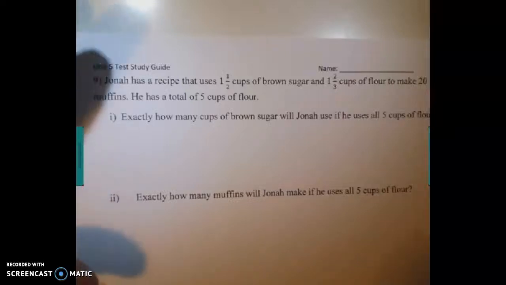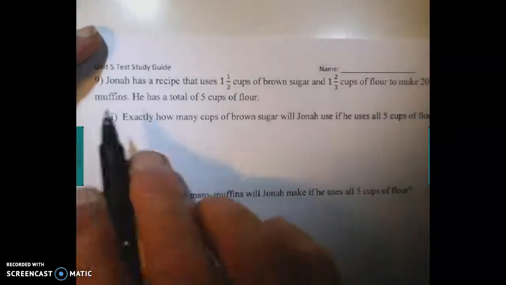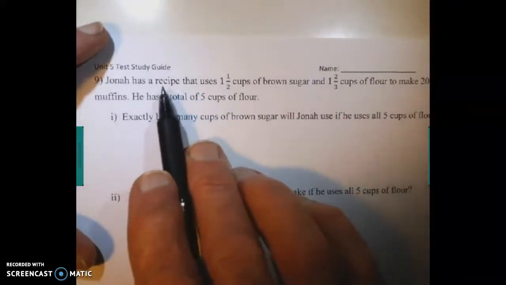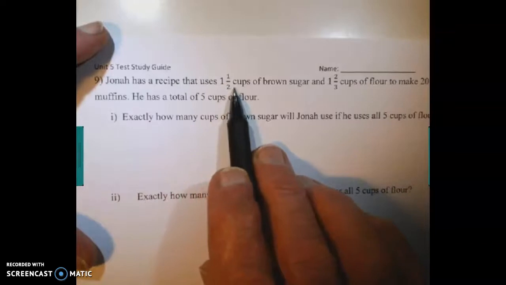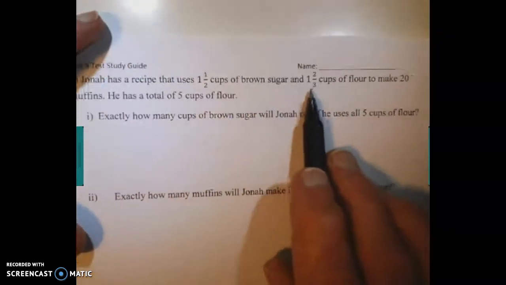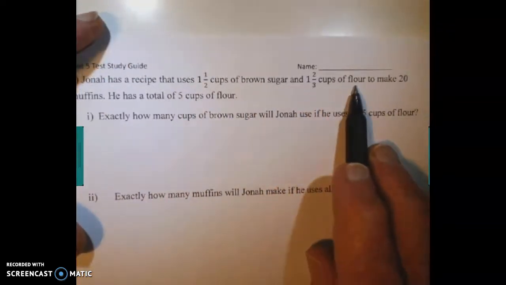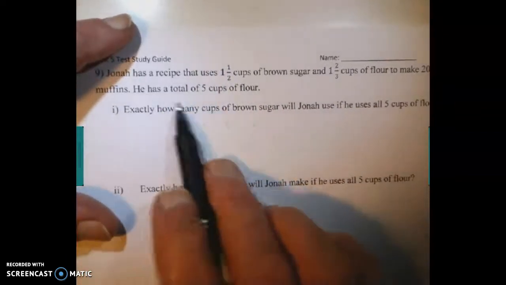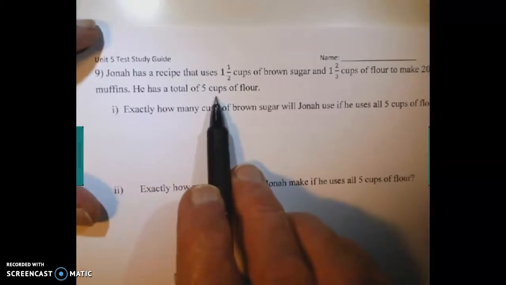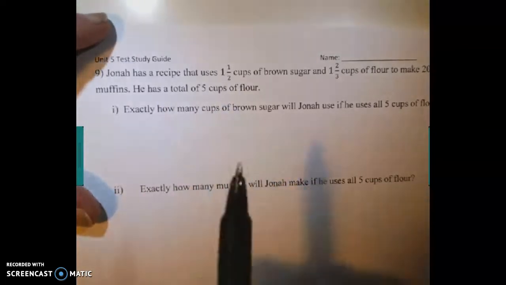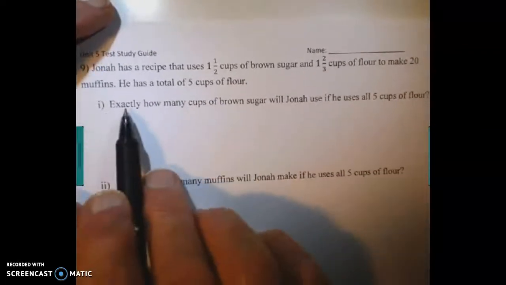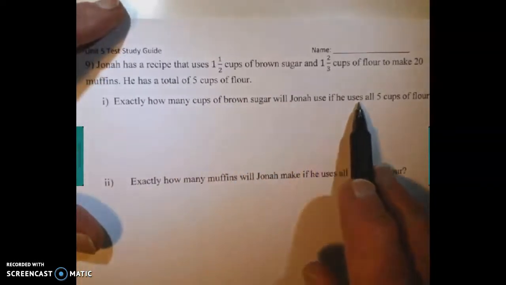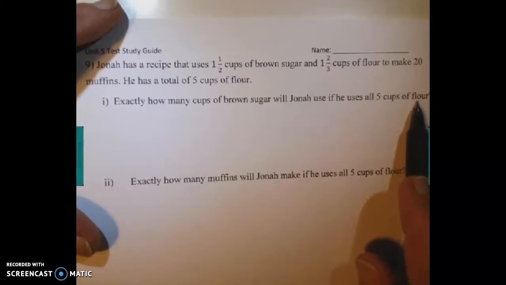Unit 5 Test Study Guide, question number 9. You're given 4 pieces of information here. There's a recipe. It uses 1½ cups of brown sugar and 1 2/3 cups of flour to make 20 muffins. And Jonah has a total of 5 cups of flour. So question 1. How many cups of brown sugar will Jonah use if he uses all 5 cups of flour?